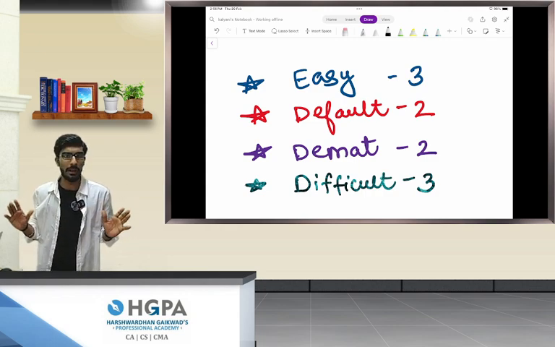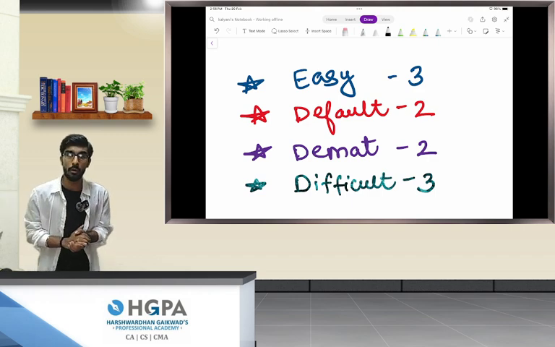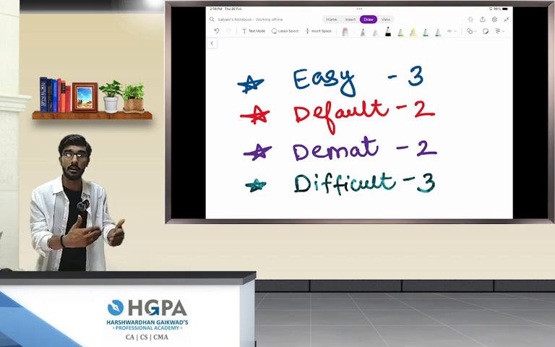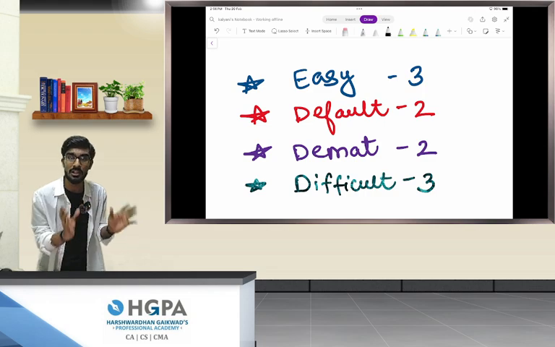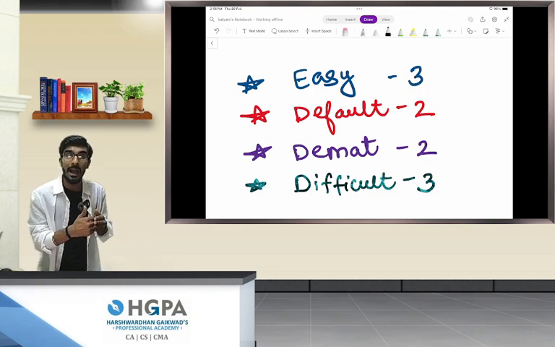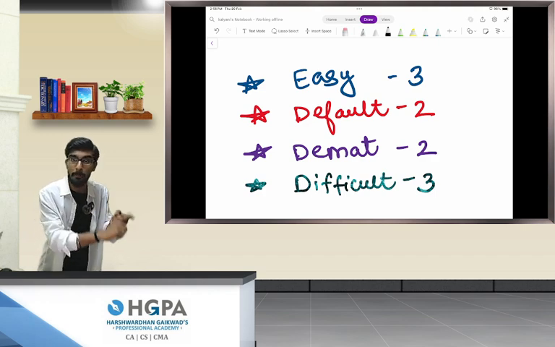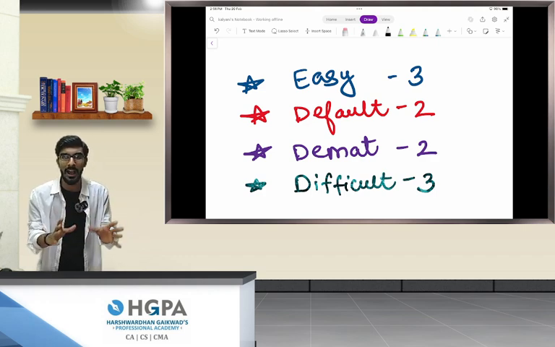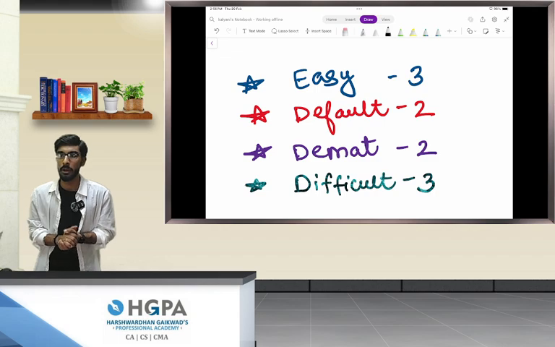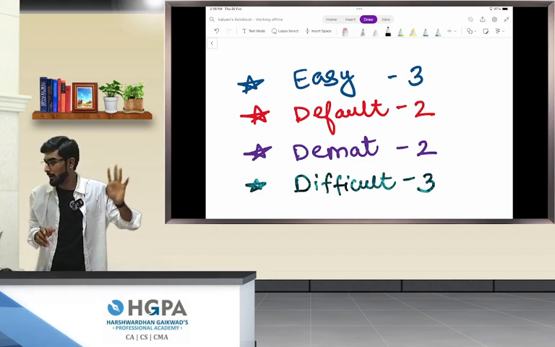Now, two demat related. Promoters' shares should be held in demat form. Okay. Number two, if I want my shares to be listed on a stock exchange, I should have them in dematerialized form. So I have to make an agreement with the depository, NSDL or CDSL, to have my shares in demat form. Okay. Two demat related points over.